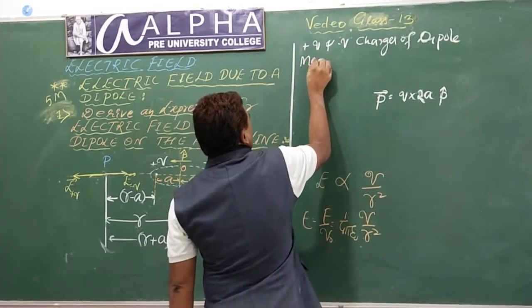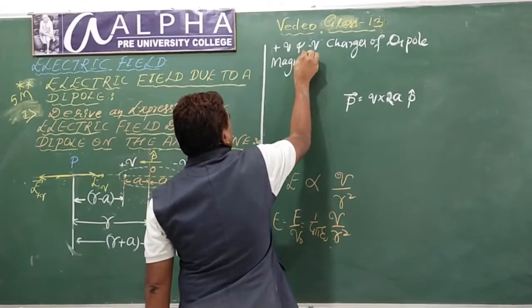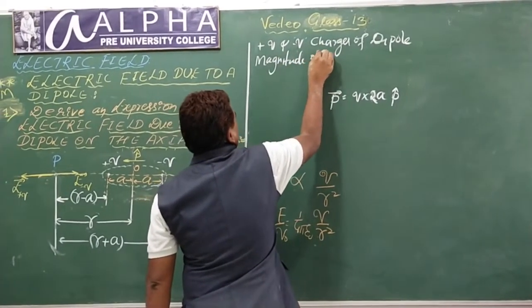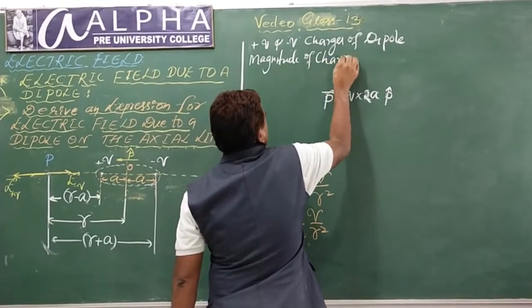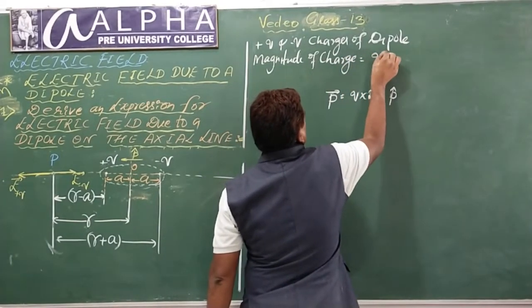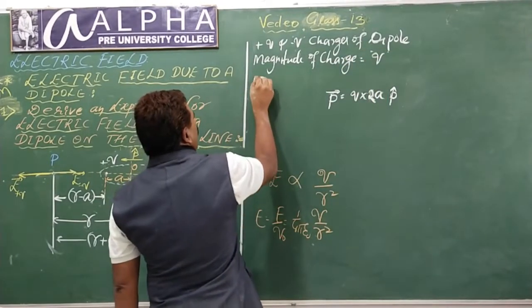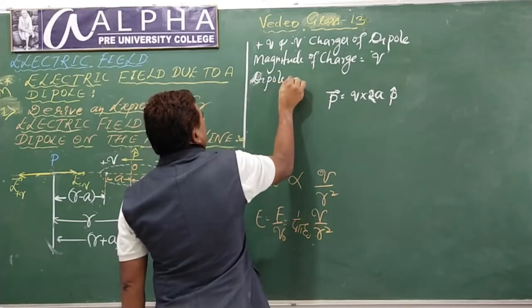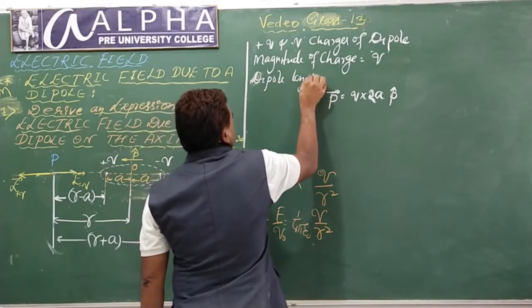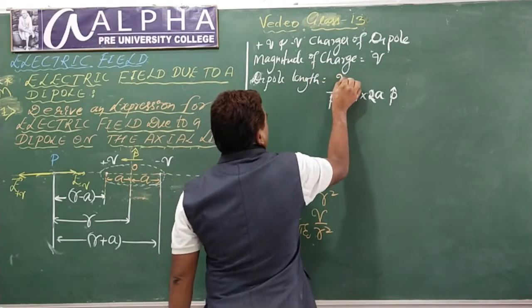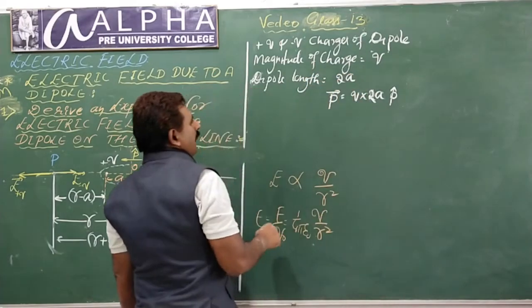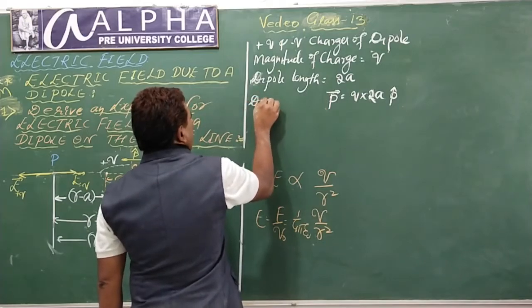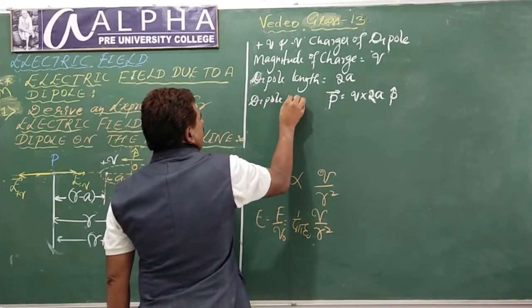Whenever I use the word magnitude of charge, what is magnitude of charge? That is equal to Q. And you define dipole length. What is dipole length? Separation between plus Q and minus Q. I write 2A. And what is this? Dipole moment. Like this, you write some terms.